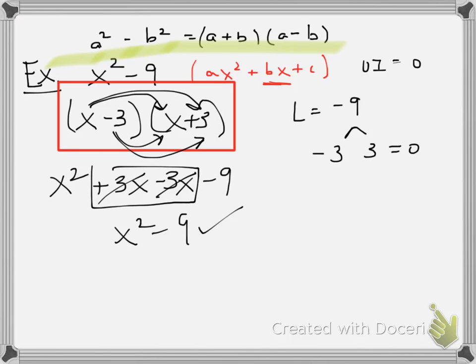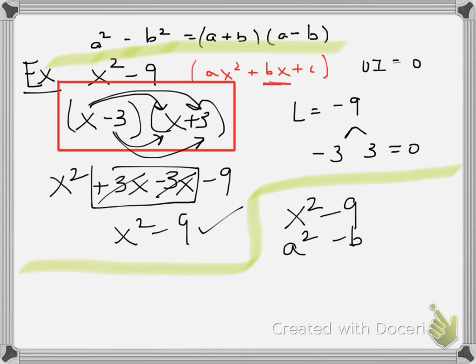Now, that's the method that I've showed some of you, or some of you have already discovered on your own, when you have that OI being 0. But if you memorize this up here, then you'll realize that you don't have to do all that work. So let's take a look again at this. I'm going to draw a little line here. If we have x squared minus 9, don't we have a squared minus b squared?